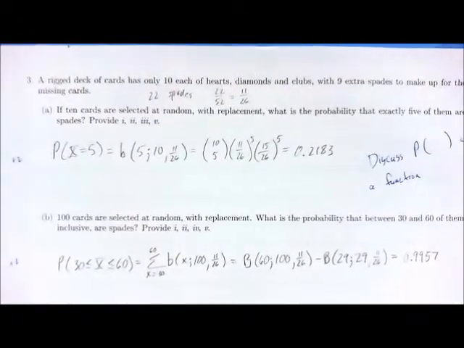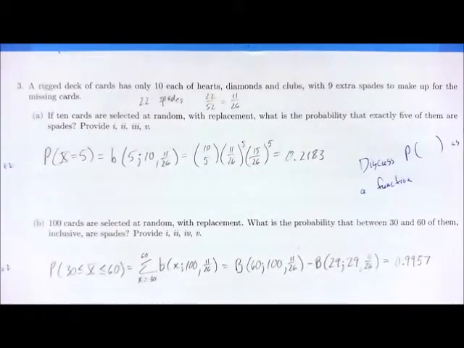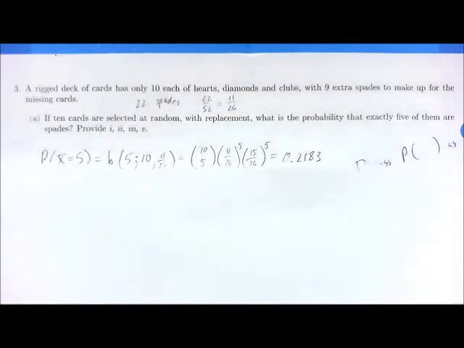Going to the other side, here now we have a deck of cards. It has 10 each of hearts, diamonds, and clubs, and 9 extra spades to make up for the missing cards. So we still have a deck of 52 cards in all. We're missing 9 cards out of the hearts, diamonds, and clubs, and we make that up by adding extra spades in.